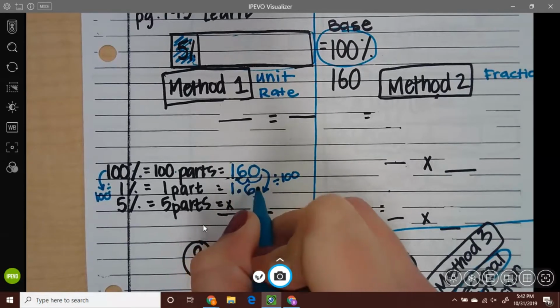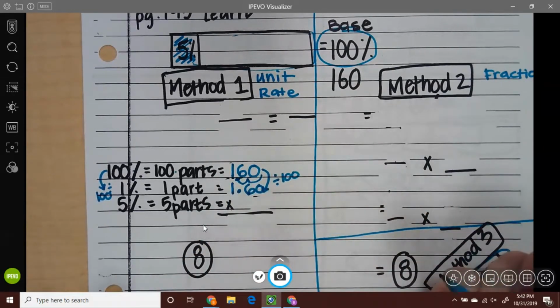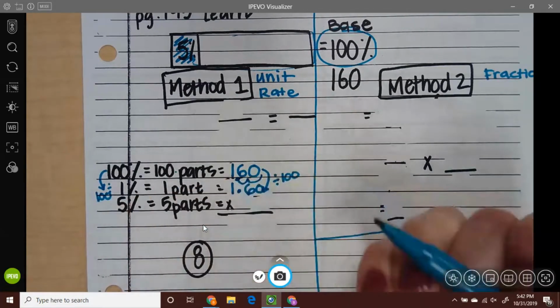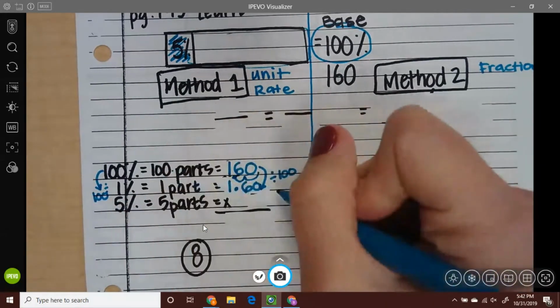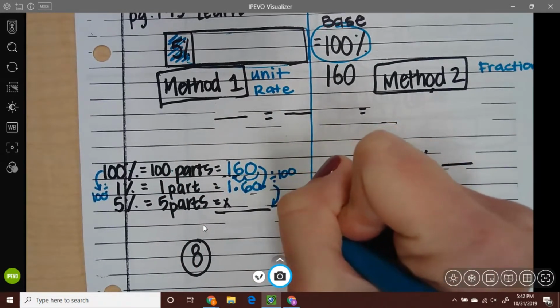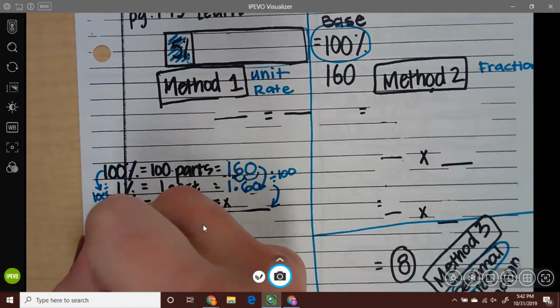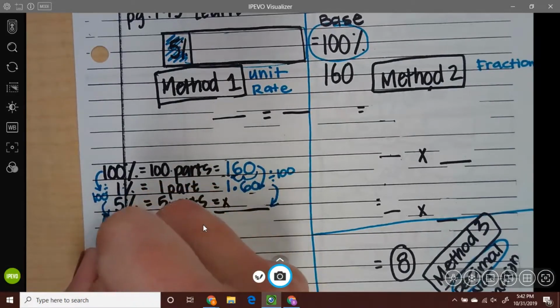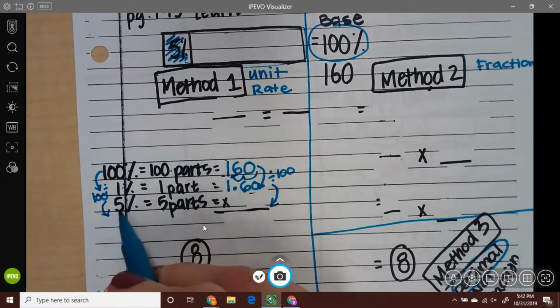Okay, so that is my unit rate. It's per 1 part. And then I need to get to what 5 parts would be, because that would be equal to the 5%. So from 1% to 5%, 1 times what equals 5? It would be 5. So then I'm going to take the 1 and 60 hundredths times 5.